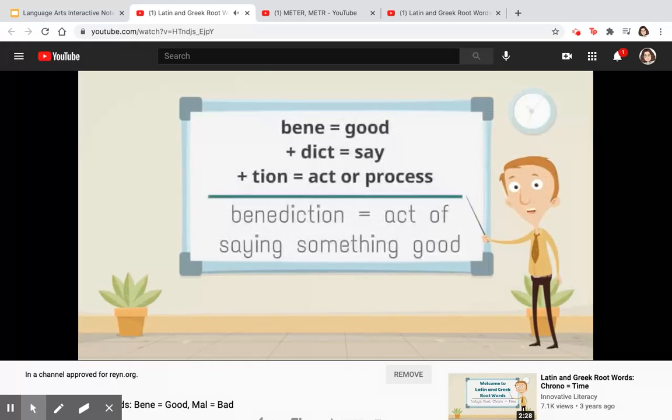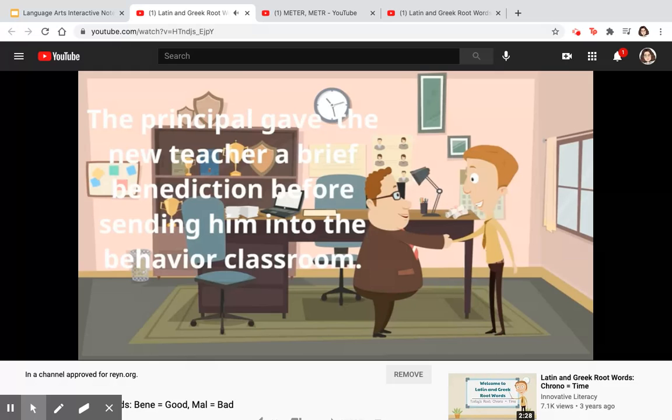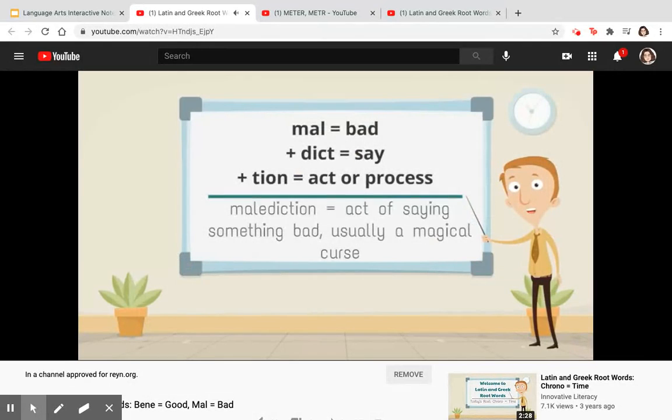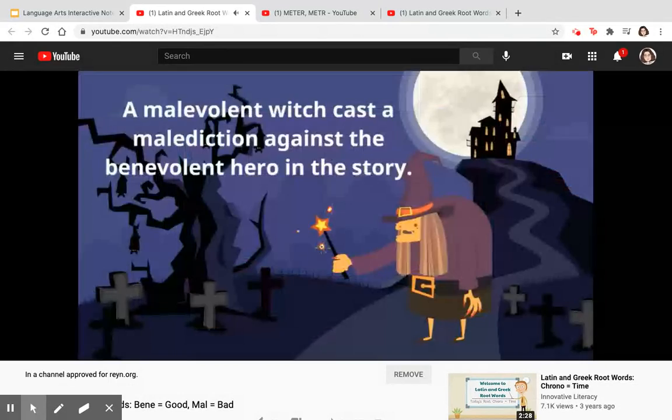Bene, meaning good, and dict, meaning say, plus shun, meaning the act or process, make benediction, an act of saying something good. The principal gave the new teacher a brief benediction before sending him into the behavior classroom. Mal, meaning bad, plus dict, plus shun, make malediction, which is an act of saying something bad, usually a magical curse. A malevolent witch cast a malediction against the benevolent hero in the story.